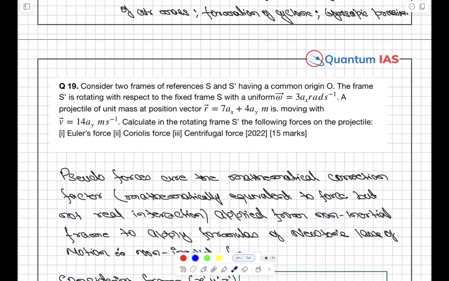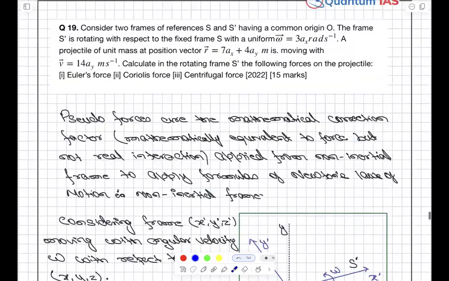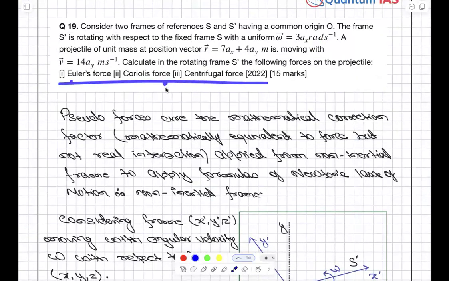These all are pseudo forces, so that is common between all three of them. So we will start introducing with this, that pseudo forces are mathematical correction factors, mathematically equivalent to force but not real interaction.